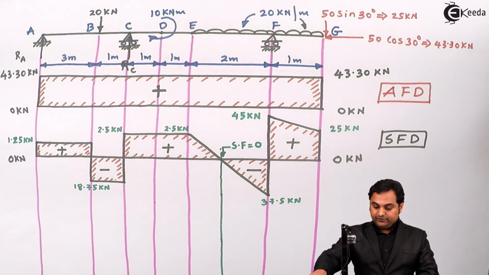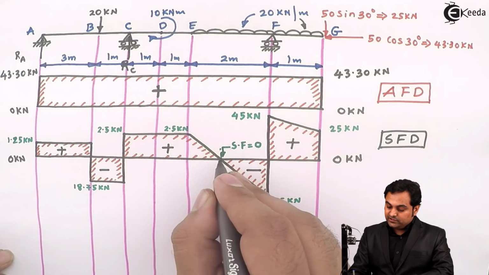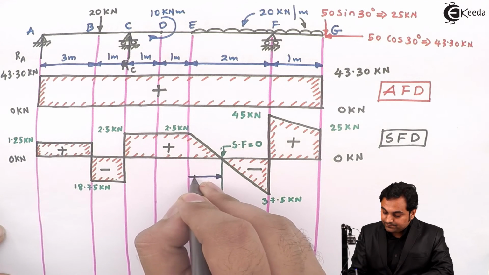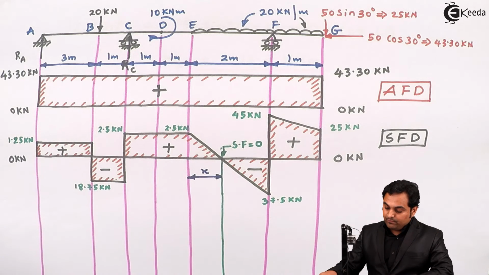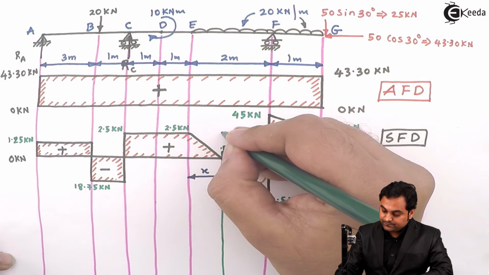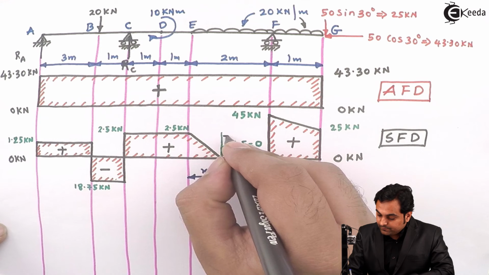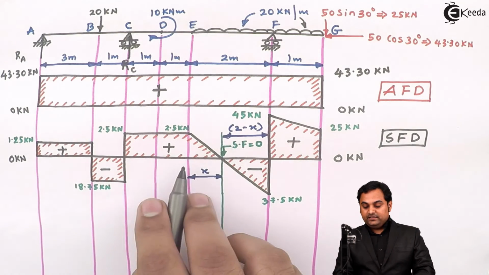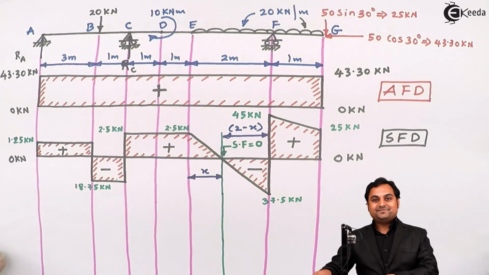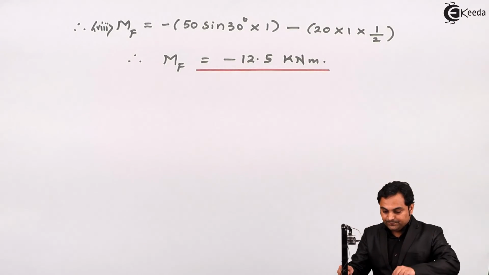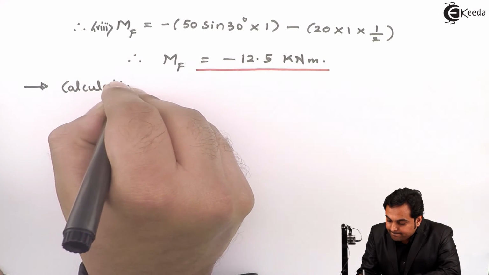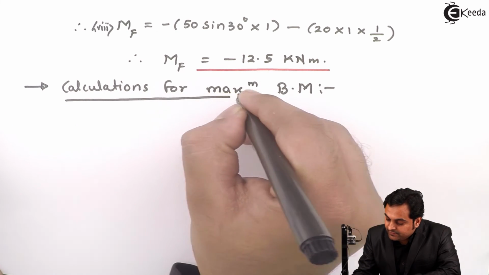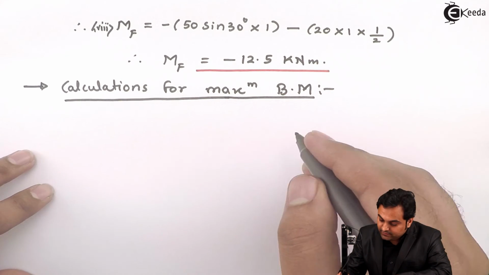But the thing is, we do not know this distance, that is where this shear force is 0. So I'll assume that from point E, this distance is x. So ultimately from point F, the distance will be 2 minus x. This much distance will be 2 minus x. By using similarity of triangles, both are right angle triangles, I'll get this distance x. So next I'll mention the calculations for maximum BM, that is maximum bending moment, and for that I'll draw the triangles.